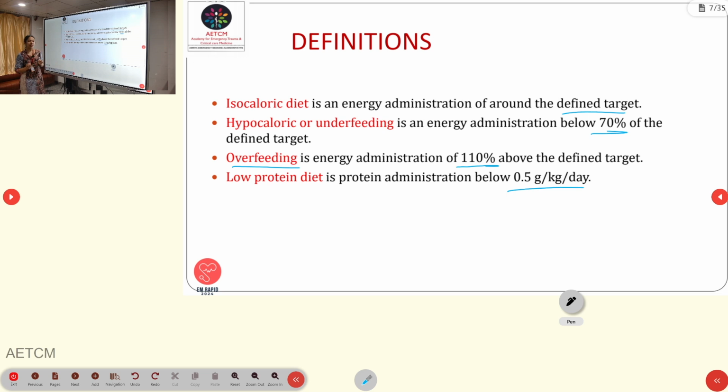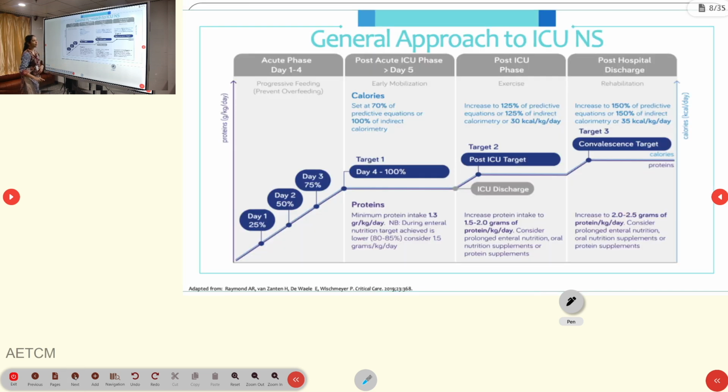And there are other diets called trophic diets, which means that we are giving very minimal diet to the patient, even less than the hypocaloric diet, that is actually to preserve the gastric motility and the gastric villi. So this is the general approach of nutrition in ICU patients.